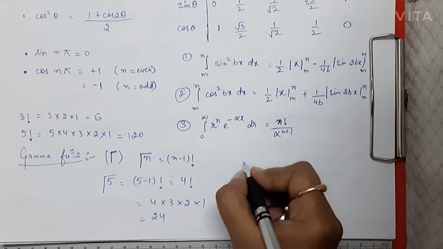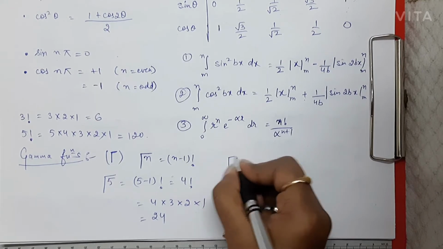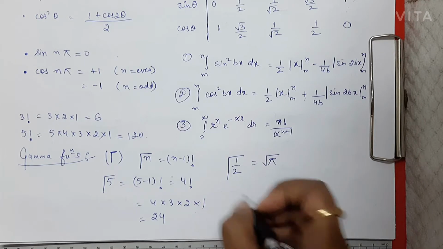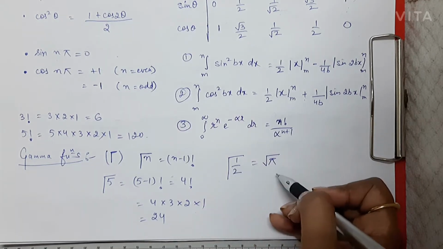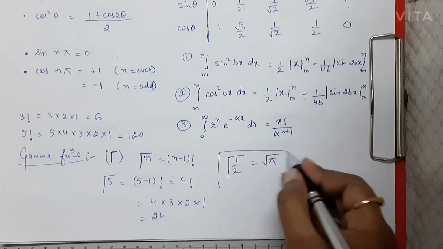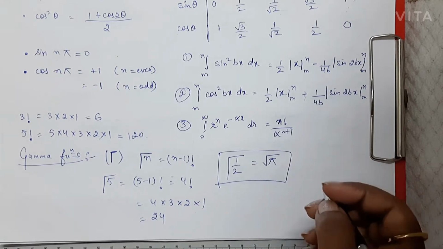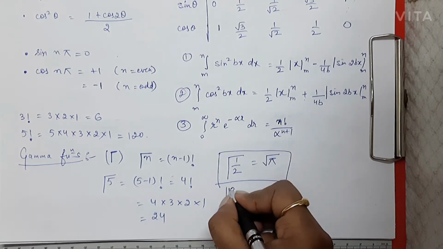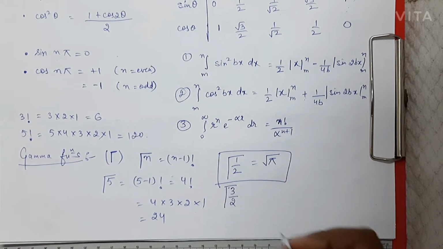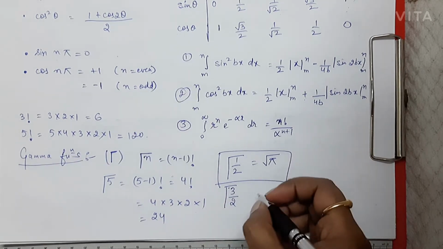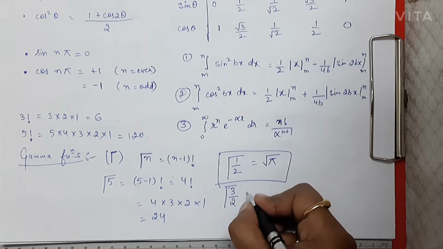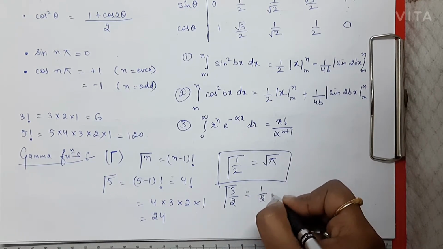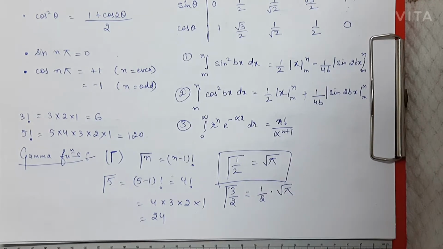One more thing, the gamma function of the fraction 1 by 2 is root pi. The value of gamma function of 1 by 2 is root pi. This you have to remember. So if I want to find the gamma function for 3 by 2, how am I going to solve it? Gamma function of 3 by 2 will be 1 by 2 into root pi.